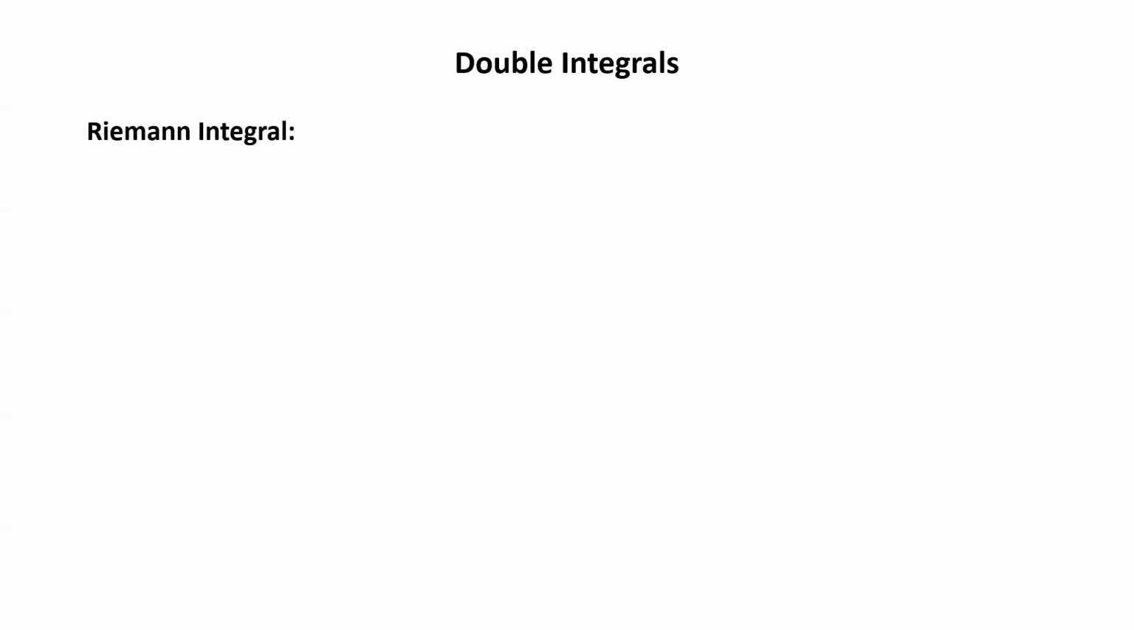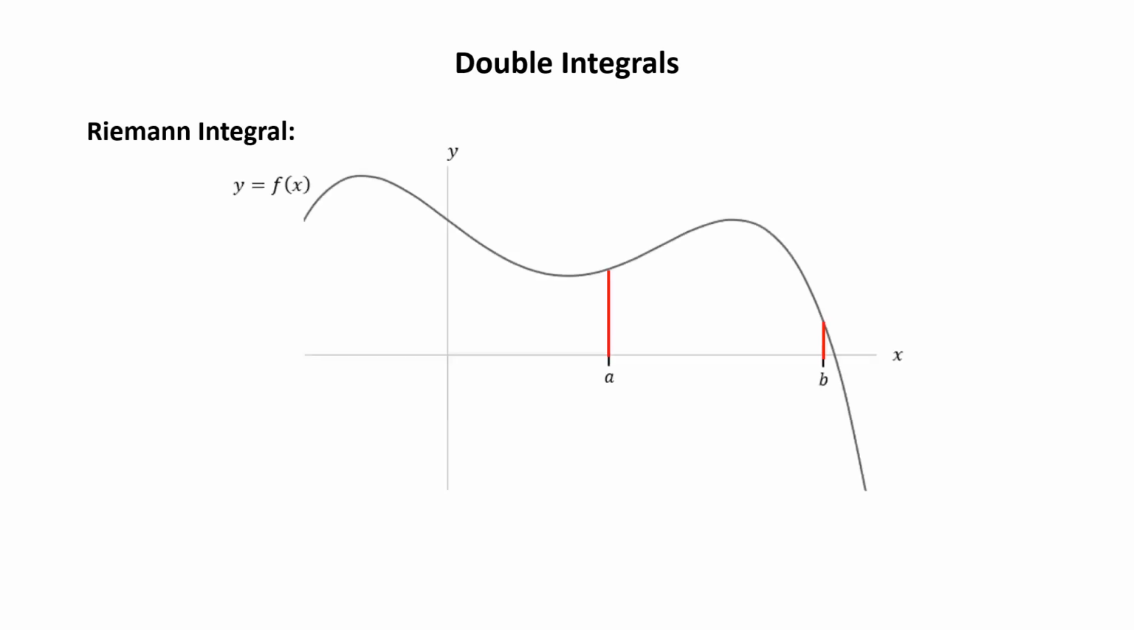Double integrals. Let's start by doing a quick review of the Riemann integral from single variable calculus. The geometric motivation for the Riemann integral is to attempt to find the area under a curve that's above the x-axis and between two real numbers a and b, or between the two vertical lines x equals a and x equals b.